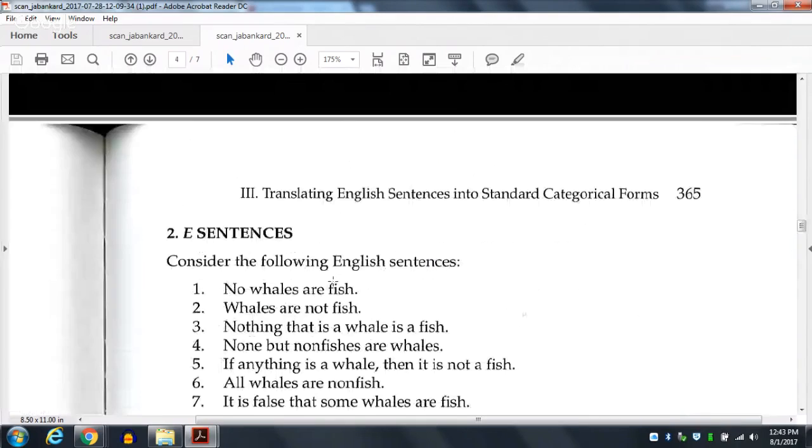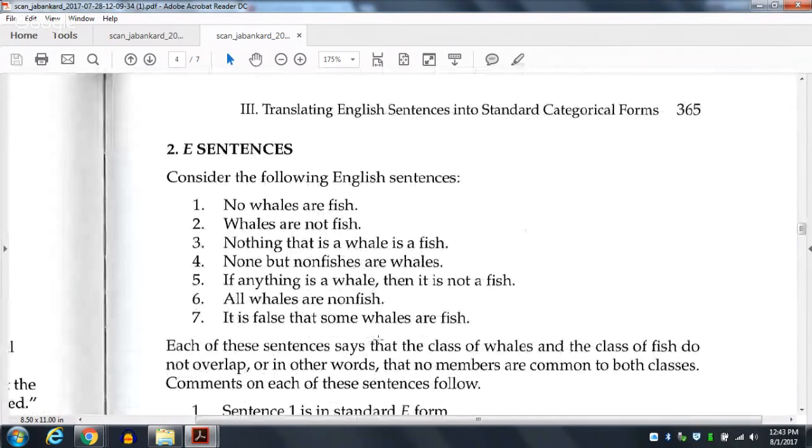So let's go to E claims, right? E sentences. This is no S is P. No S is a P. No whales are fish, right? Or whales are not fish. Both saying the same thing. Nothing that is a whale is a fish. No whales are fish, right? Nothing but non-fishes are whales. You probably don't want to say that.